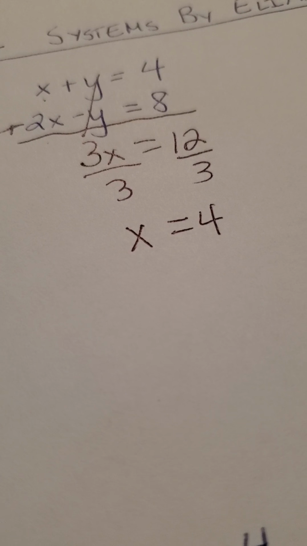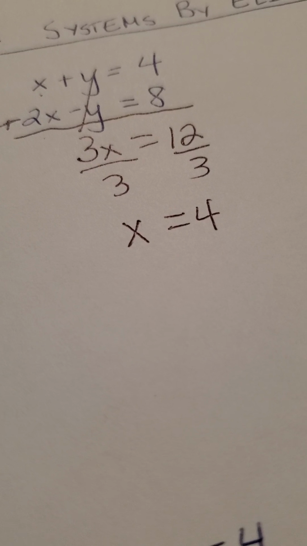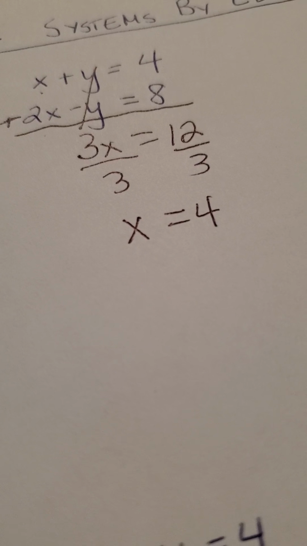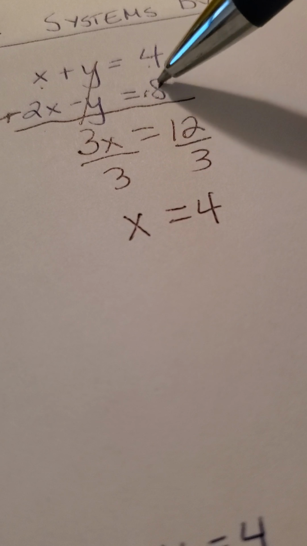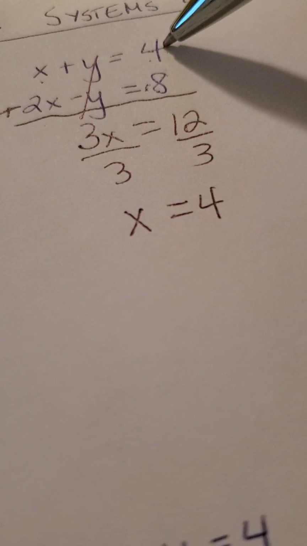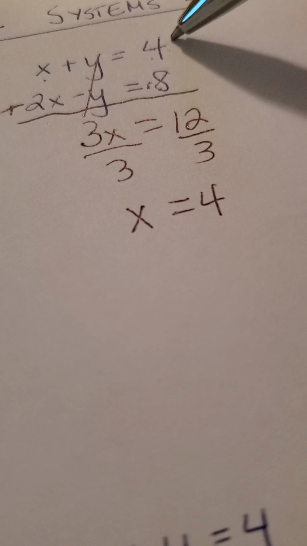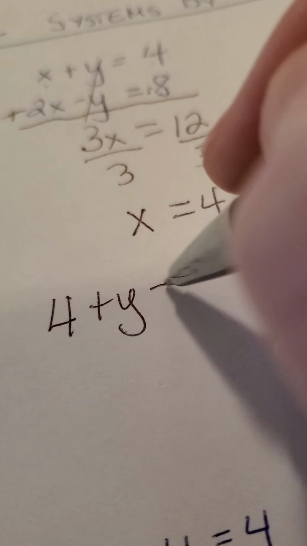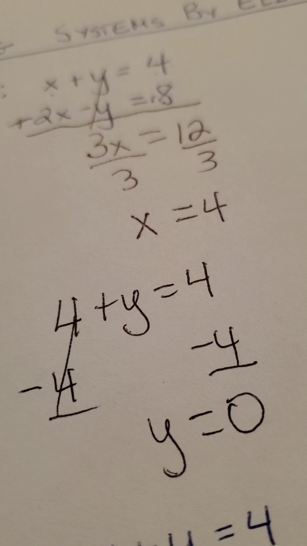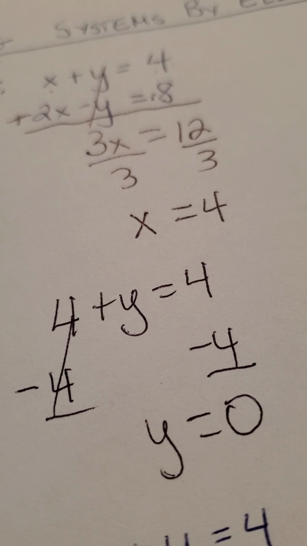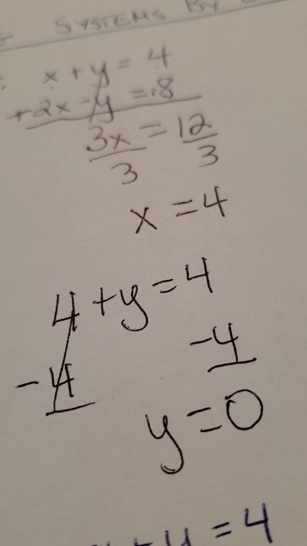Now we've got one more step to do and find out the value of y. So we're going to do that the same way we did before and plug that value into one of these two original equations. I'm going to do the top one right here because that one is easier, the numbers are smaller. So I'm going to say 4 instead of x, 4 plus y equals 4. Now to get y alone, I'm going to subtract 4 from both sides and say y equals 0. Okay, so there are my two answers. There's my solution to that problem.